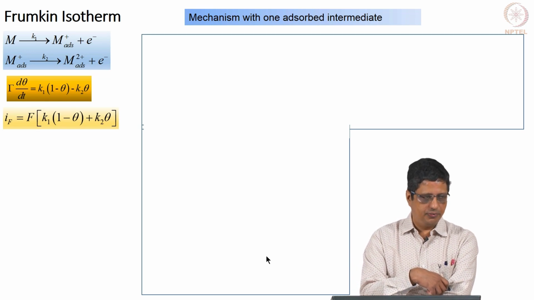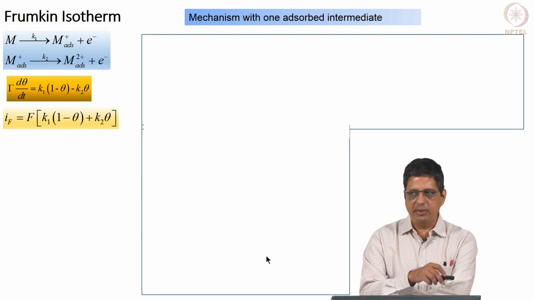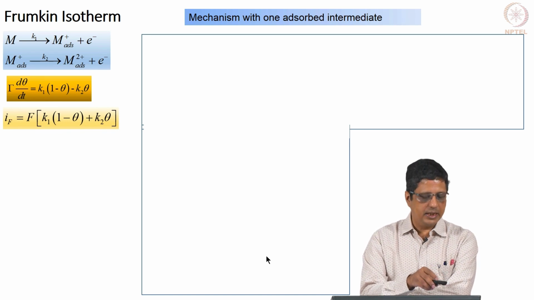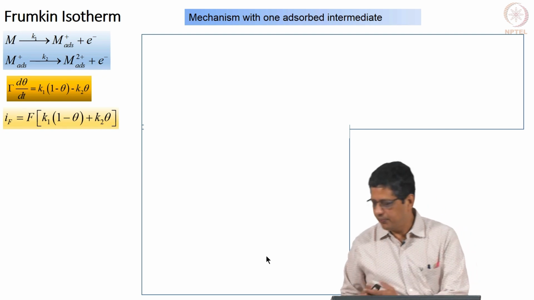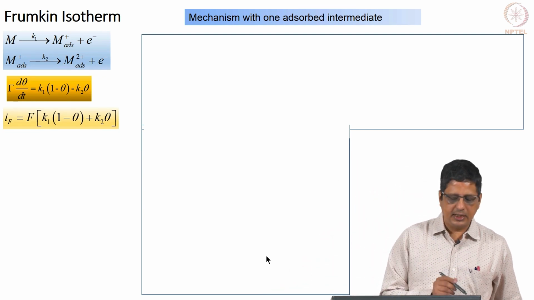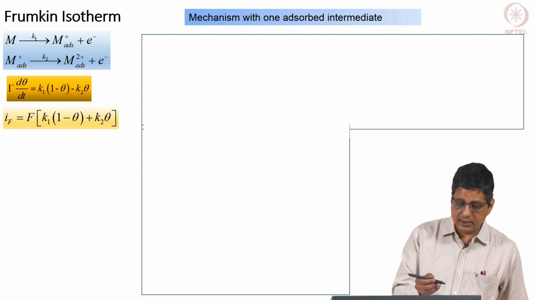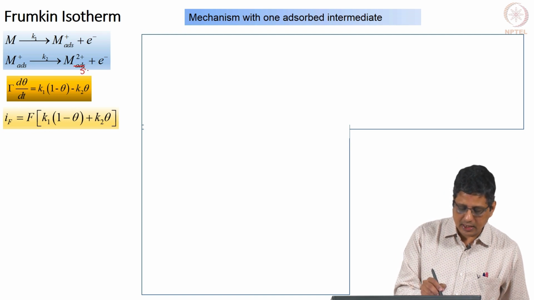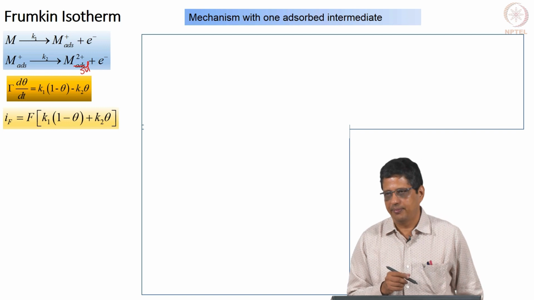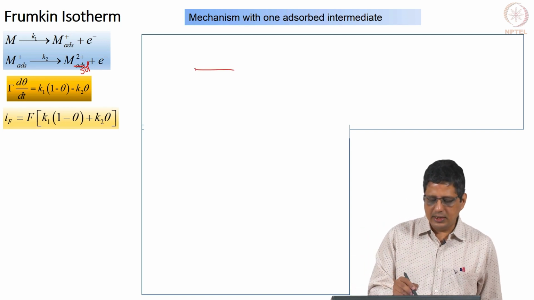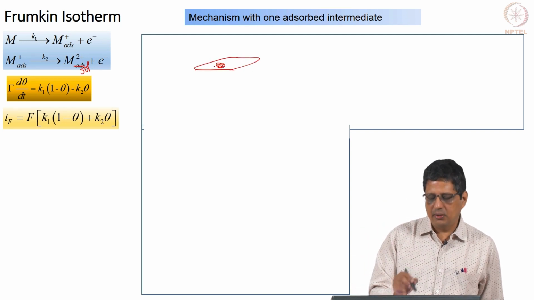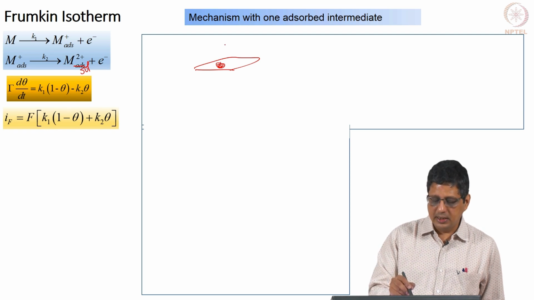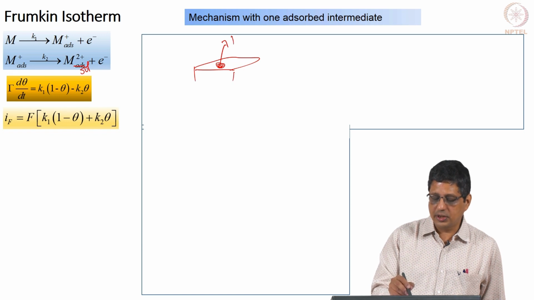It is the first case where we looked at an adsorbed intermediate. You have metal losing an electron and becoming M plus adsorbed, and M plus adsorbed loses another electron, and this is not the correct thing. It should say M2 plus solution. So, this metal can lose an electron and become an adsorbed species. In the next step, it loses one more electron and goes into the solution as M2 plus. Therefore, it will become a vacant site again.